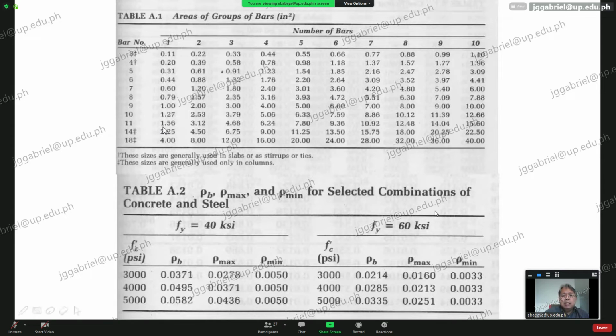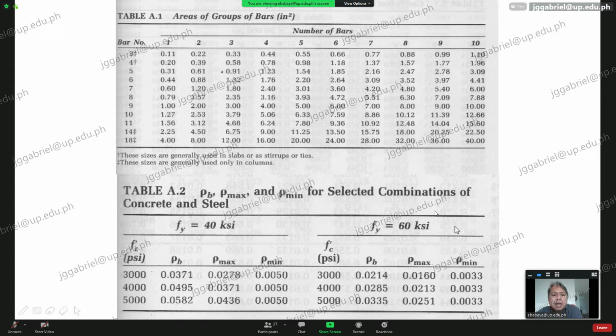Now, in the book, there are appendices where you can find this. You have table 8.1, table 8.2. And then there are corresponding rho, or what we call steel ratio, depending on the strength of your concrete and the yield strength of your steel. So for steel, we specify 40 KSI and then 60 KSI.